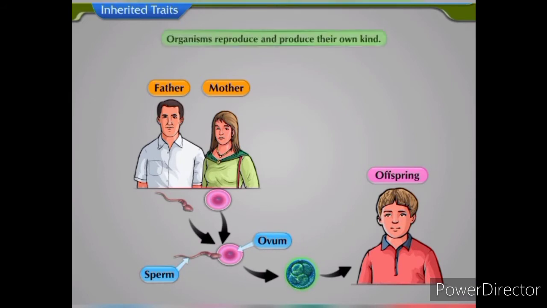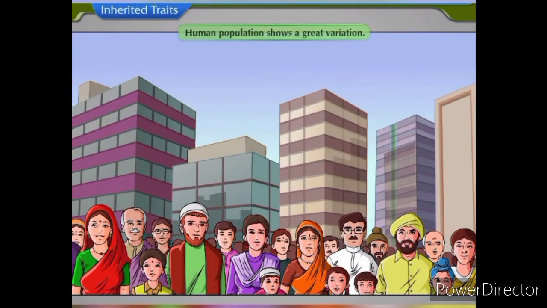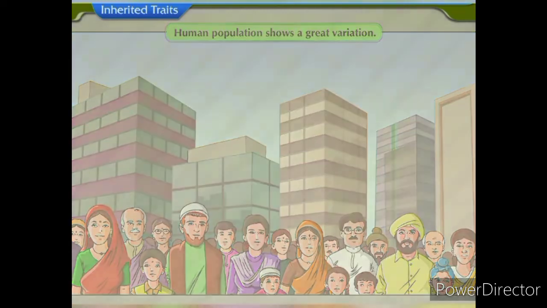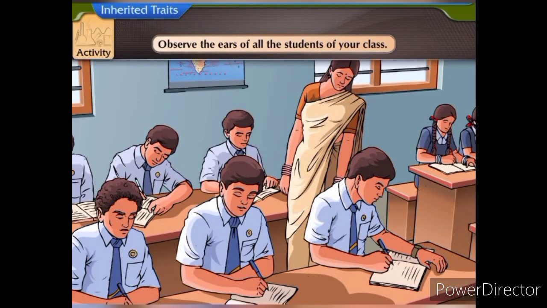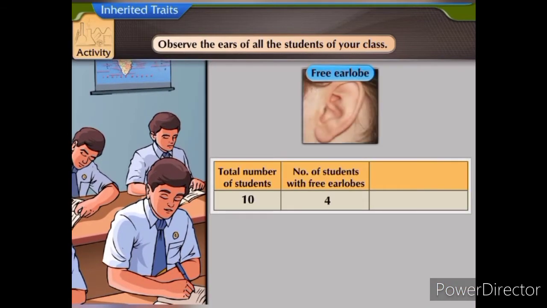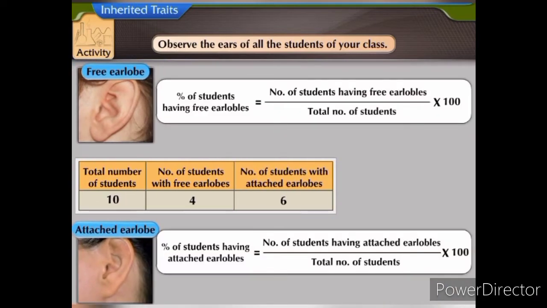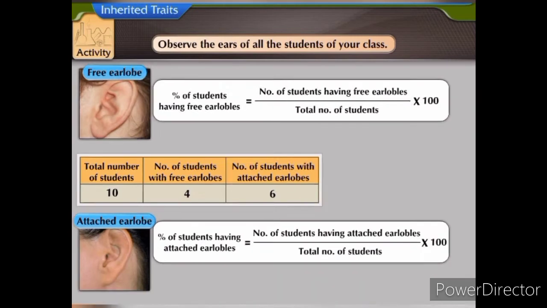We have learned that organisms reproduce and produce their own kind. But the offspring produced do not look exactly like parents, and thus it can be said that the human population shows a great variation. Let us perform an activity to understand this. Activity: observe the earlobes of all the students of your class. Prepare a list of students having free earlobes and those having attached earlobes. Calculate the percentage of students falling in each category.